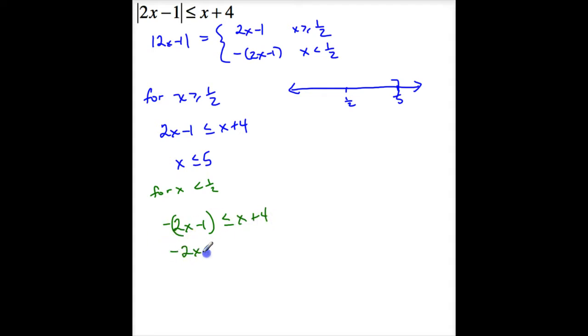Distribute this, 2x plus 1 is less than or equal to x plus 4. Now I like all my x's to be positive, so this is 3x. It's got to be greater than or equal to -3. So x has to be greater than or equal to -1. All right, so I'm going to come over here to -1. Now, between 1/2 and -1, the second part is true. All right, so my answer, this is true from -1 to 5, inclusive, because it does include the endpoints because of that equal sign.